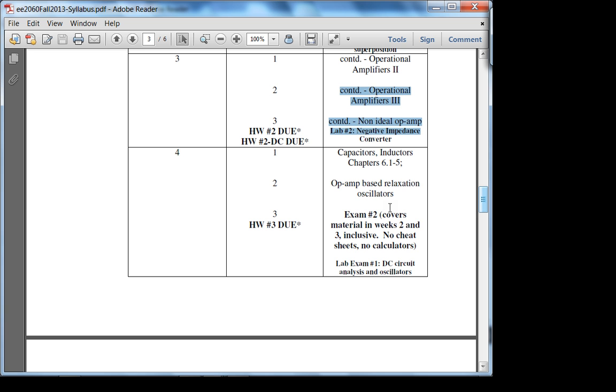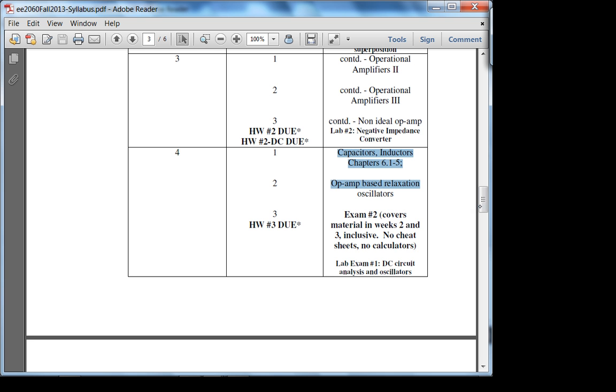So in week four, we'll actually look at a new area. We'll build oscillators, circuits that produce square waves, okay? But the point of this is we really cannot use 2060 to analyze these circuits, because 2060 assumes all your circuits are linear. This is not a linear circuit. So 2060 is very special.